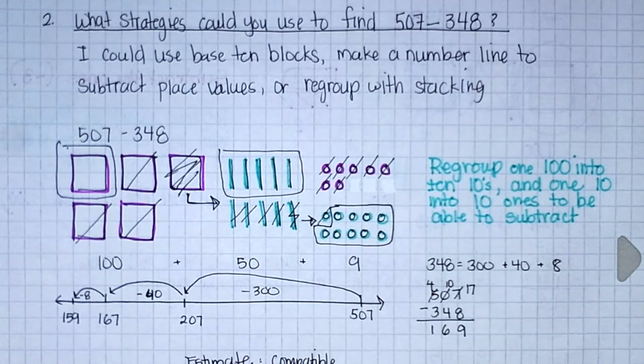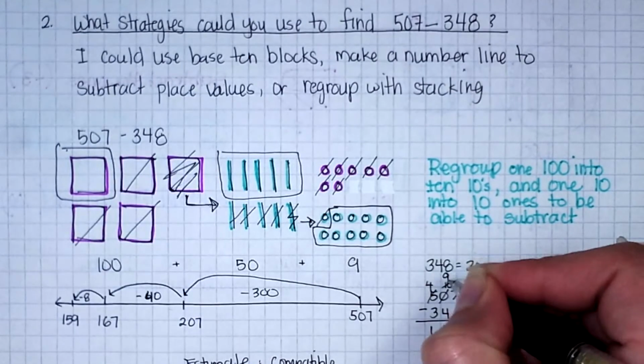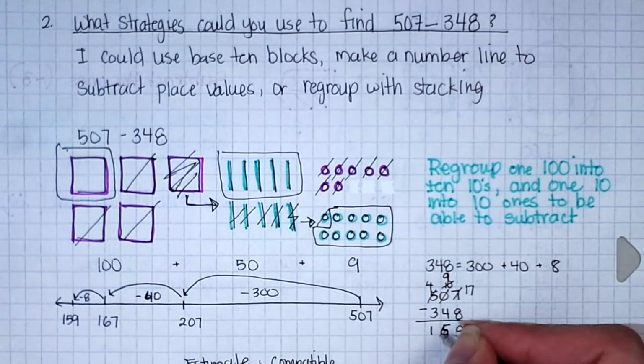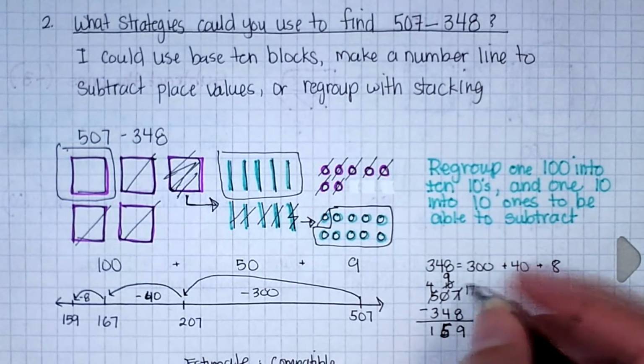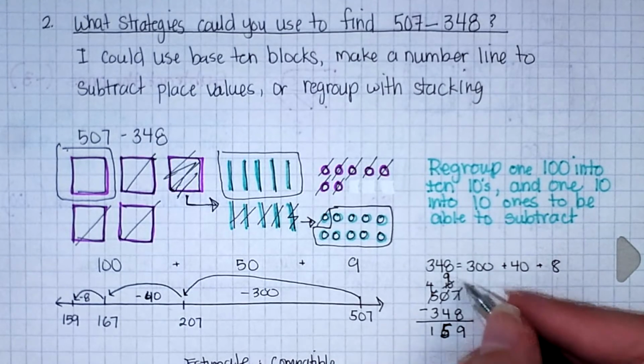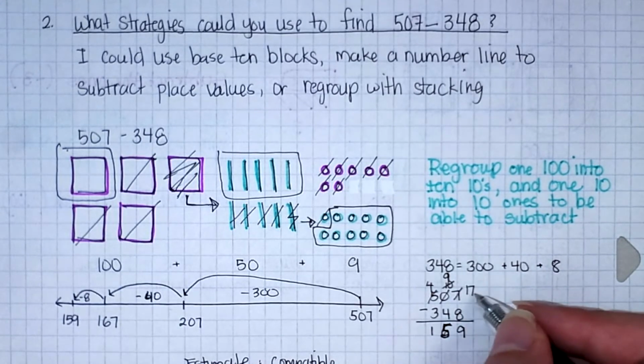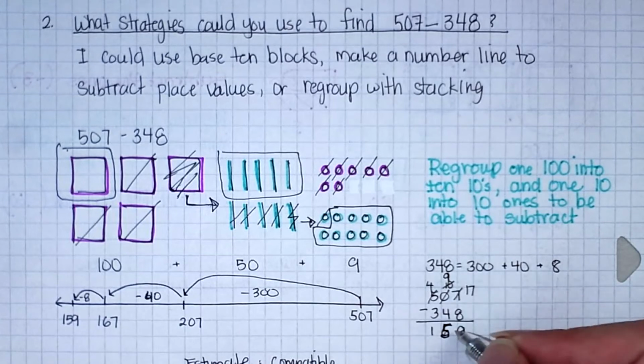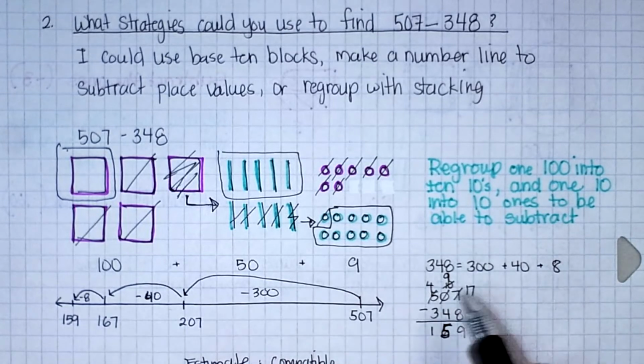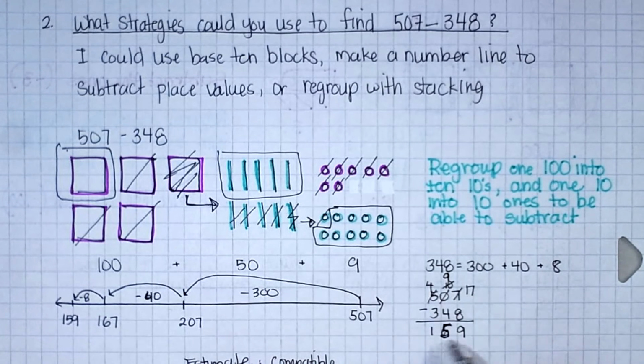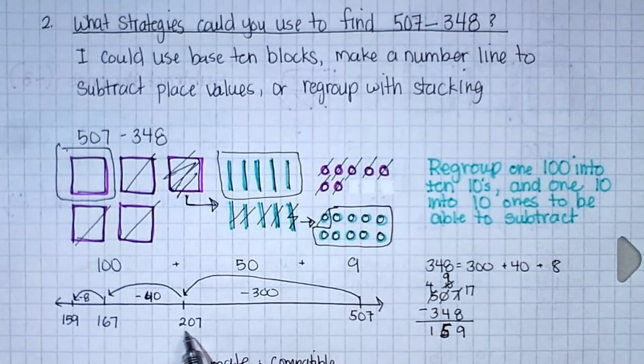So since we actually borrowed one of these, this became a 9. And this was not a 6 anymore because 10 became 9 because we broke apart one of them and added it over here. So 9 minus 4 gave me 5. And then 4 minus 3 gave me 1. So I also showed that on a number line. So I started with my 507. I took away my 300, that got me to 207. I took away 40, that got me to 167. And then I took away a group of 8, and that got me to 159.